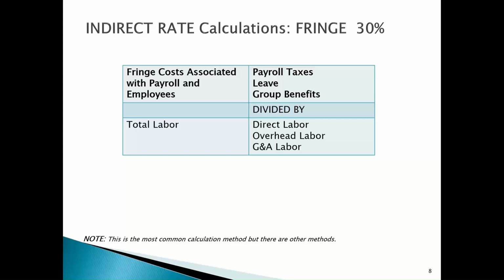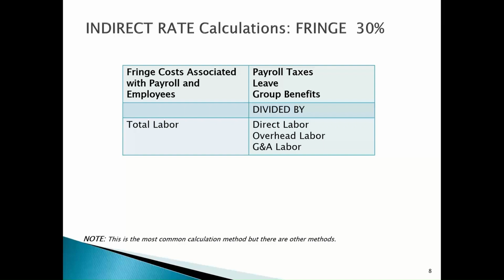Here's the math of how we do fringe calculations. It is your payroll costs associated with payroll employees, their payroll taxes, their leave, and their group benefits, divided by what I call productive labor. Productive labor is the labor when they're working. It does not include vacation, sick, and holiday, because that's up in there where it says leave. So it's a percentage. As I mentioned, it'll roughly be 30%, but you'll need to calculate it.